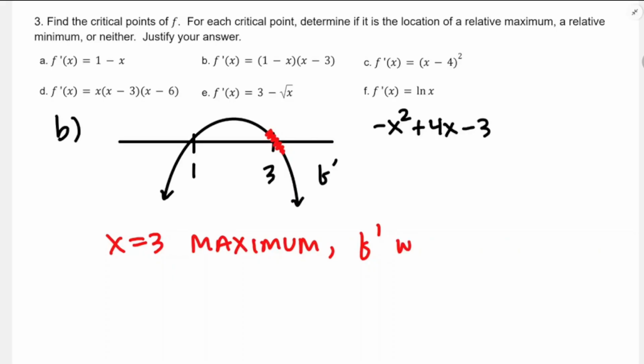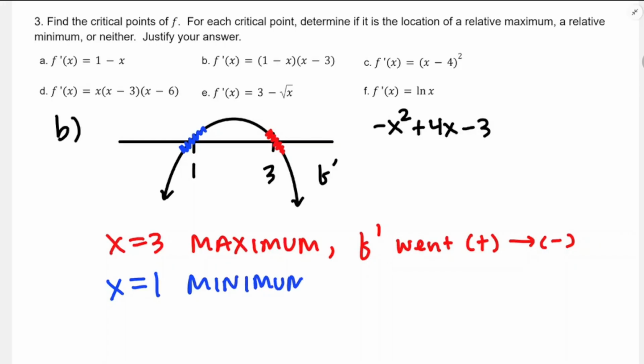F prime went from positive to negative. Okay, and then x equals 1, that's the other critical point, the other place where f prime equals 0. Okay, that's going to be a minimum, because f prime went from negative to positive. Okay, f went from decreasing to increasing.